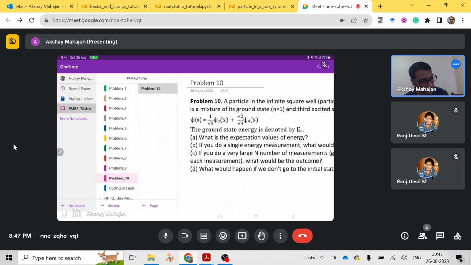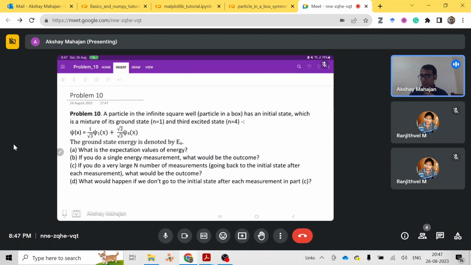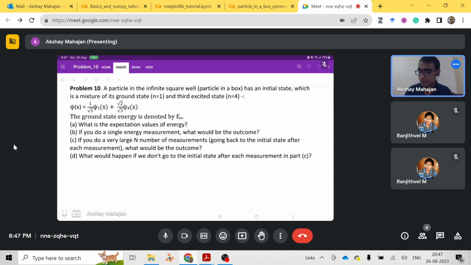Alright. Sorry, okay, so this is the last question, and then we'll go into the coding session. We are quite late actually, it's 8:47. Alright, so this is our last problem for the theoretical section part.